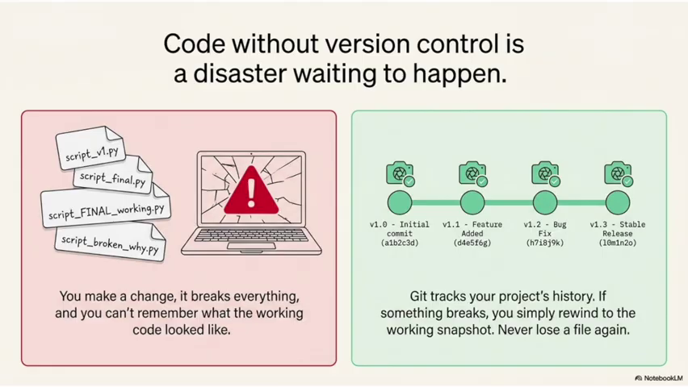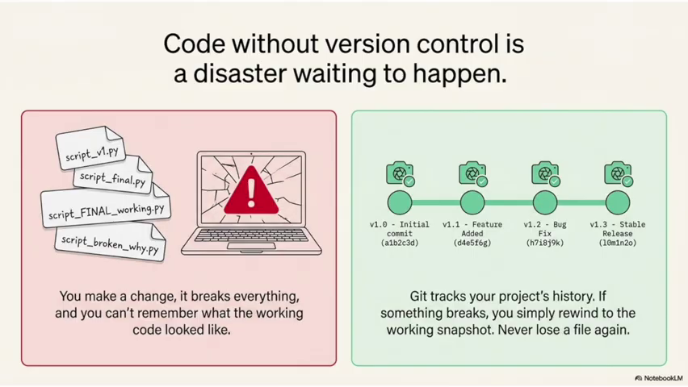Code without version control is a disaster waiting to happen. And this slide shows exactly how that disaster unfolds. On the left, the folder of shame. script_version1.py, script_final.py, script_final_working.py, script_broken.py. You make a change, it breaks everything, and you can't remember what the working code looked like. There's no way to go back. You're flying blind.